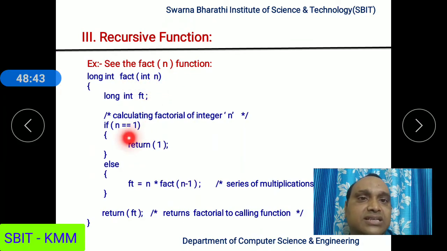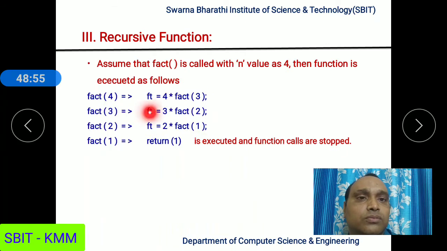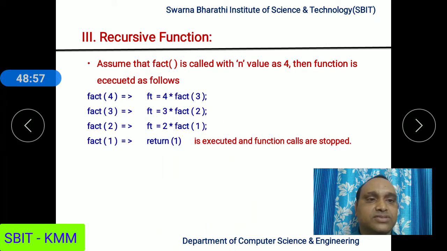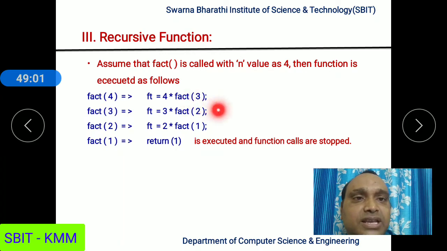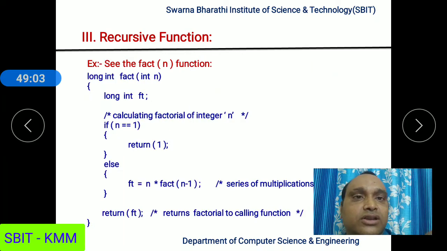Again it will check the condition. 3 is equal to 1? No. So therefore again ft is calculated. Means this is another call with another variable ft. ft is equal to 3 into fact of n minus 1. N minus 1 means 3 minus 1. So 2. Again it is making a call to the fact function with n value 2.